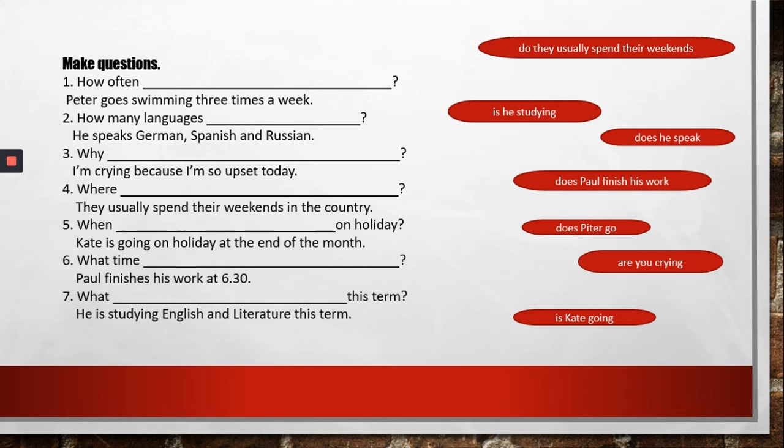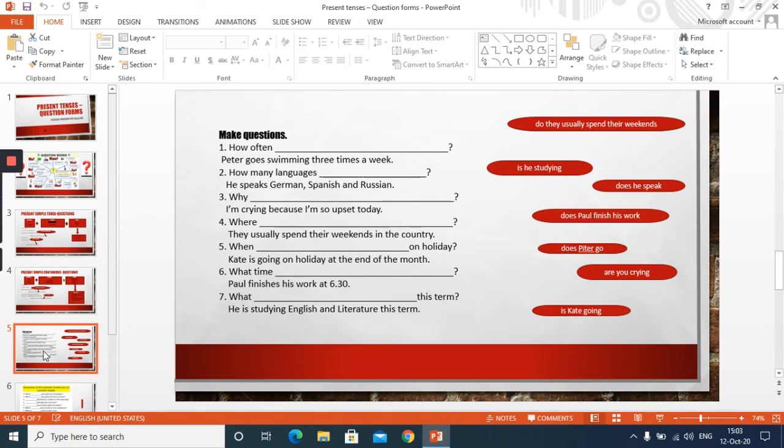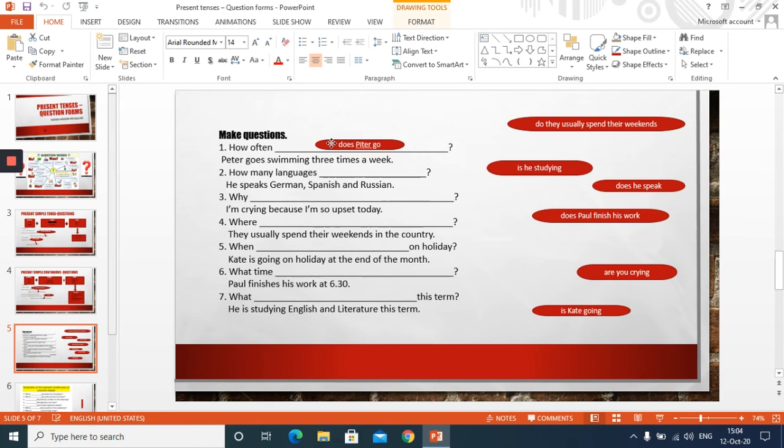Now let's exercise. We have here some sentences. Peter goes swimming 3 times a week. We have to write a question. You have question word. How often? What will be the answer to this sentence? Let's think a bit. Here we will use this structure. How often does Peter go?